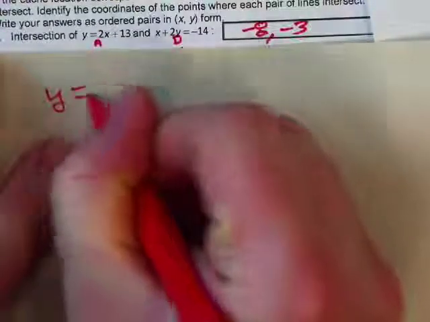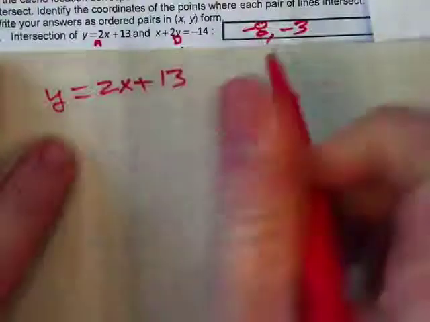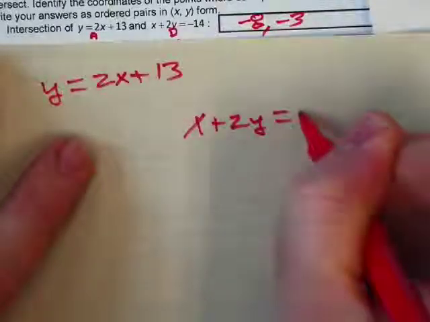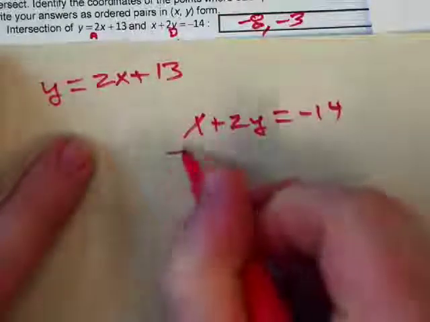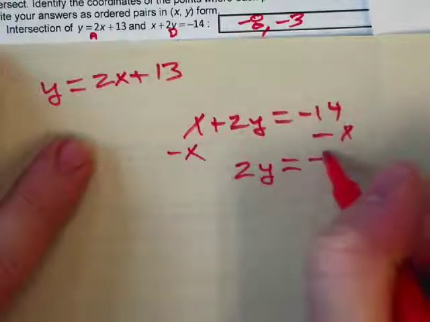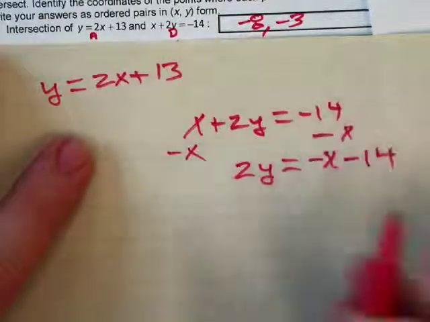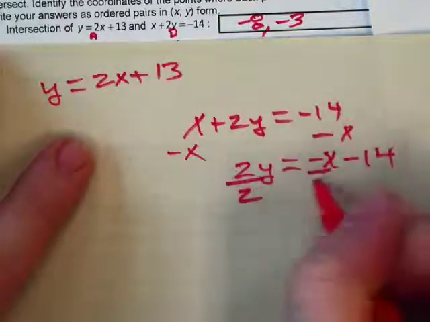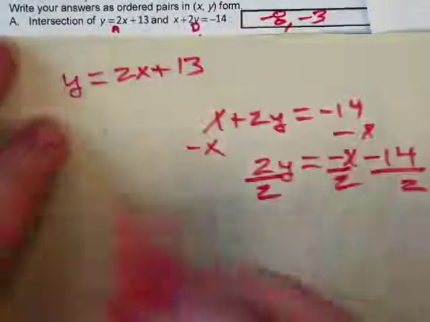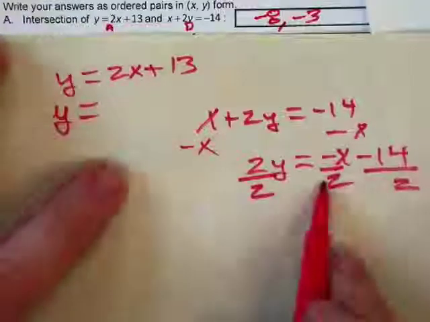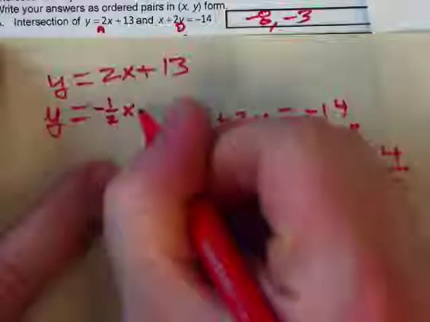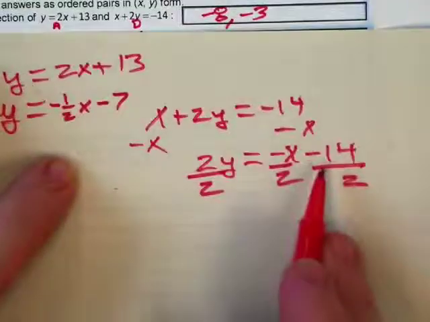you have y equals 2x plus 13. Now let's set that one equal to y. We have x plus 2y equals negative 14. We're just going to subtract x. We have 2y equals negative x minus 14. And we're going to divide by 2, divide by 2, and divide by 2. I'm just getting y by itself. So now we have y equals negative 1/2 x minus 7, because negative 14 divided by 2 is 7.